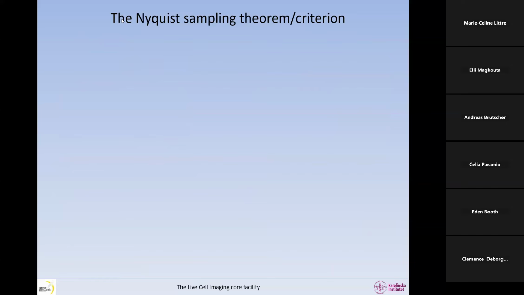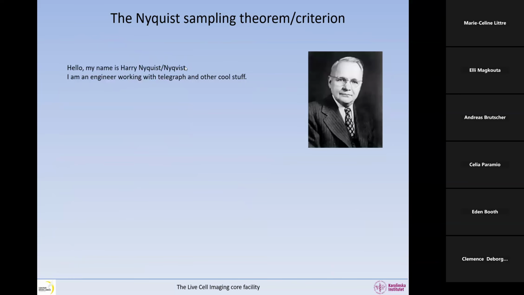Now this is when we're talking about Nyquist. The Nyquist sampling theorem is also called the Nyquist sampling criterion. It's the same thing. So hello, my name is Harry Nyquist. Well, actually, my name is really Harry Nyqvist because I was Swedish. I came from Sweden with my parents to the United States when I was, I don't remember, something like 7, and lived there. So he's American. And at that time, people were Americanizing their names, so he became Harry Nyquist. And he was an engineer working with telegraphs and lots of other cool stuff.